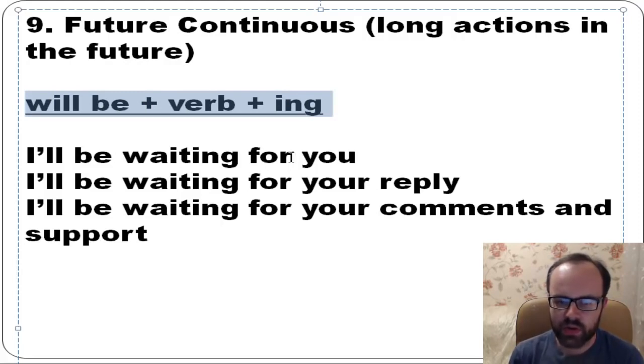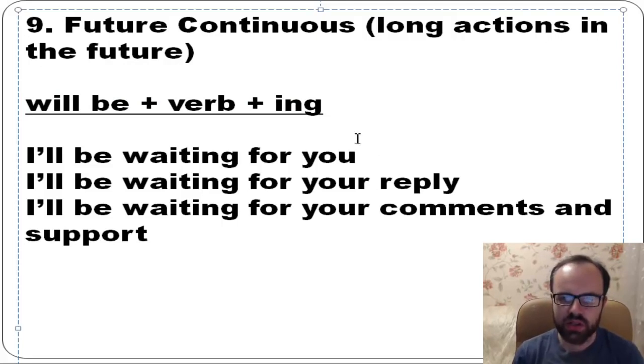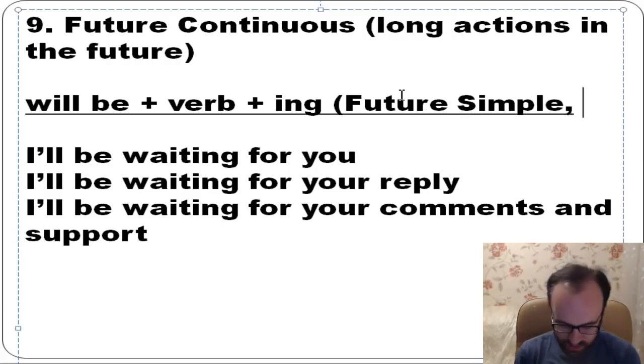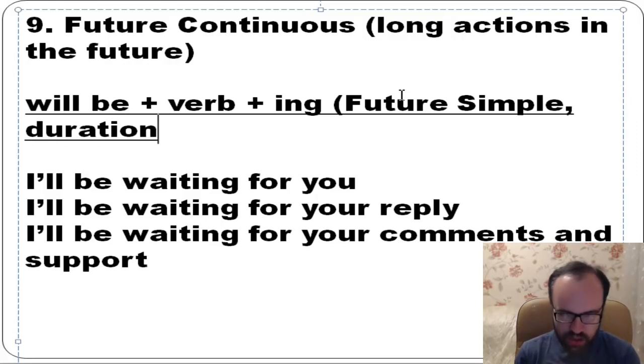So I'll be waiting for you. We often use this tense with wait. I'll be waiting for you. It means it's very important. So it's like future simple, but there is a long action. There is a duration.